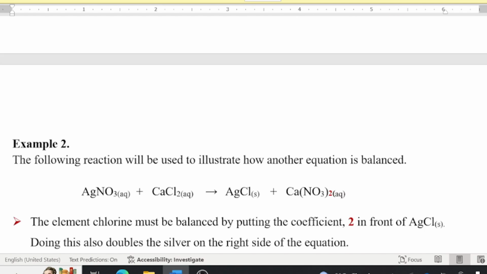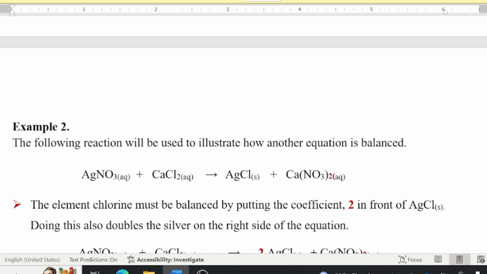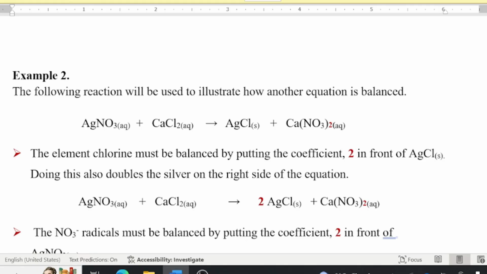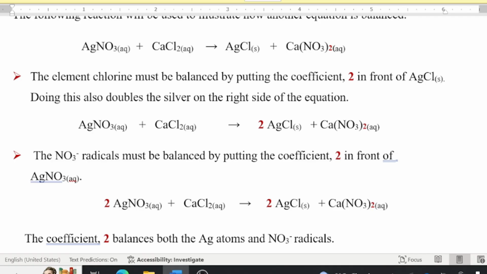So this is a reaction we have to balance. What are you looking at? Look at chlorine here. You have 2 chlorines here, but only 1 chlorine here. The obvious thing now is to put the 2 here. So you put a coefficient of 2. If that was 3, then you put a coefficient of 3 here, okay? So you put a 2 here. When you put this 2 here, it also doubles the silver. But now on this side, you only have 1 silver. So now you have to go and put the 2 there. So this 2 doubles the silver and it doubles the nitrate.